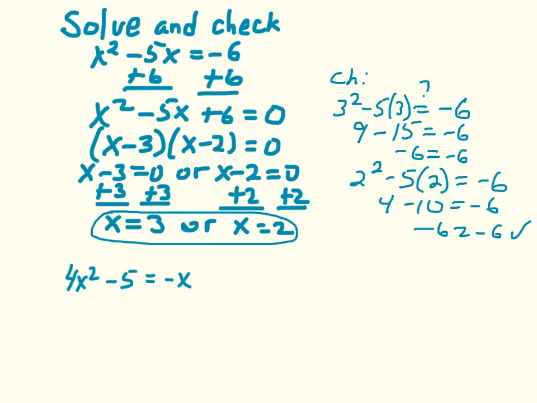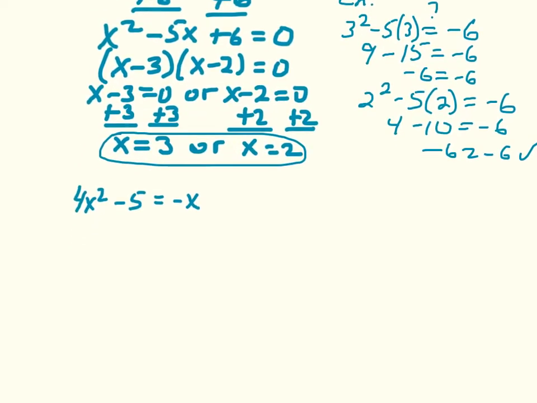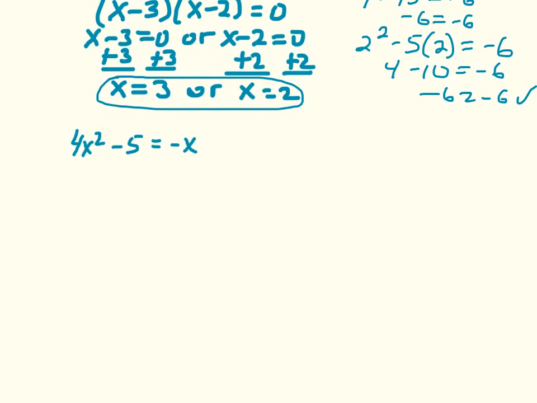Alright, so this problem down below here, I'm going to have 4x squared minus 5 equals negative x. Well, I want to get the negative x to the other side, so I'm going to add x, and I'll have 4x squared plus x minus 5 equals 0. I've got to factor this.